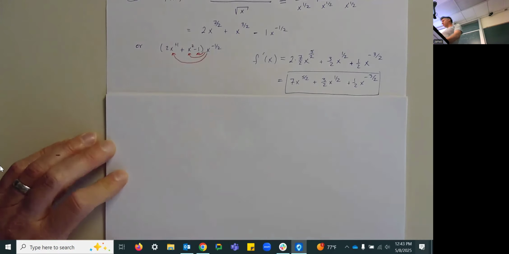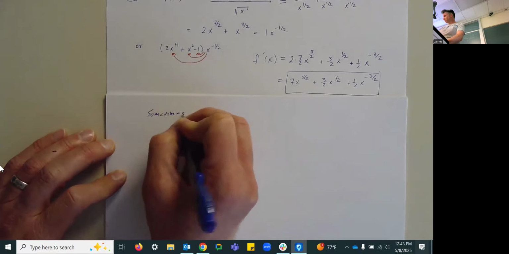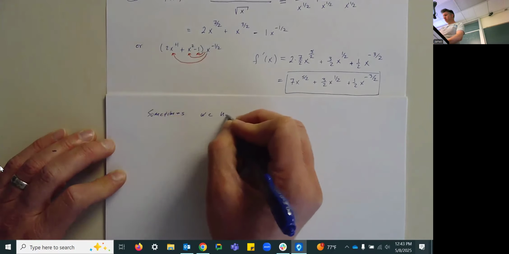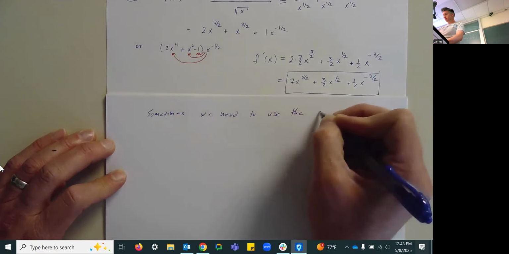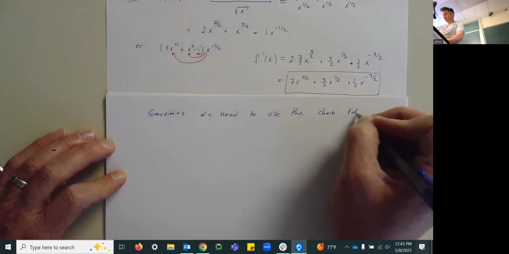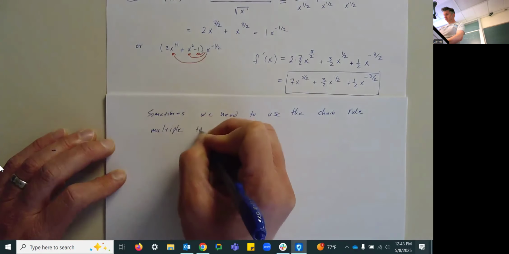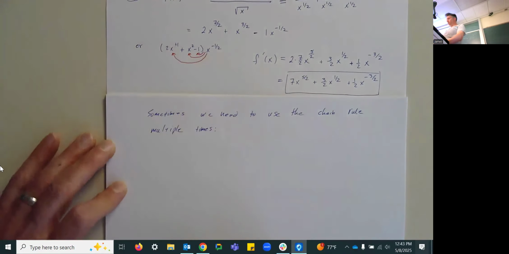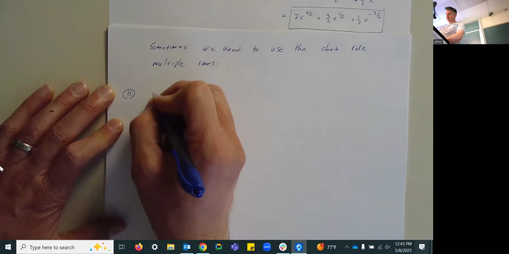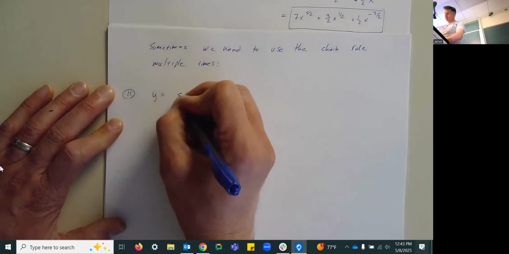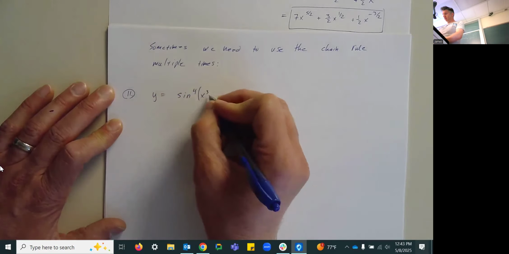And sometimes we need to use the chain rule more than once. Multiple times. Like this example. Let's say our function is sine to the 4th power of x cubed minus 1.